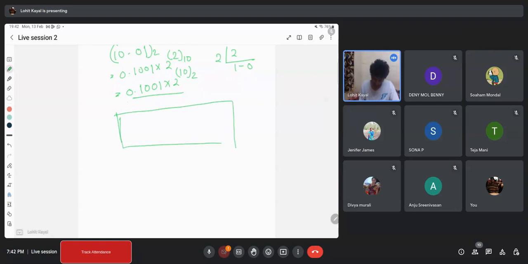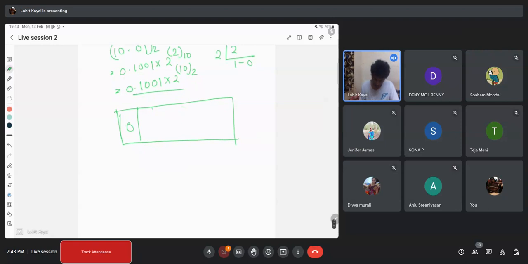Sorry, in 8 boxes. The first box will be 0, because this is a positive value, 0. The next 4 boxes will be the mantissa, 1 0 0 1. Next box will be the sign of the exponent, that means here it is positive, it will be 0. Okay, and next 2 will be reserved for the exponent, that is 1 and 0. All right, so this is the answer.